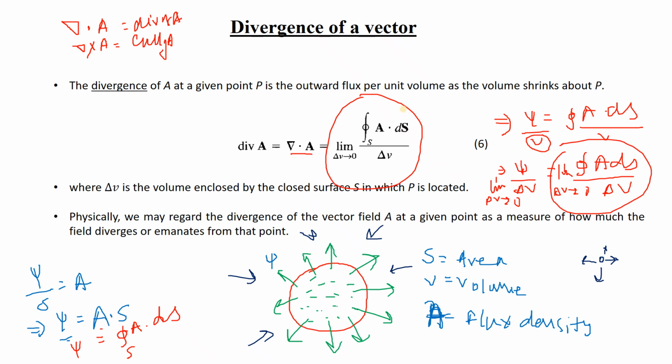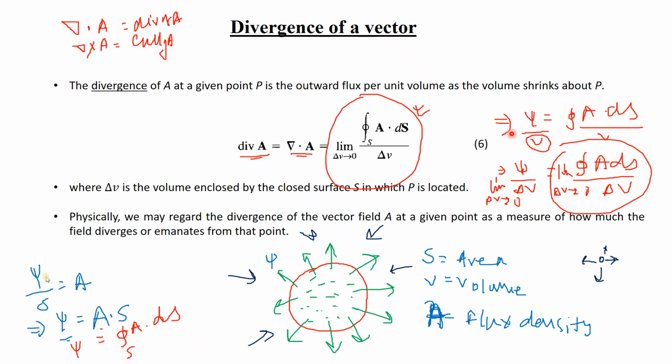See this one, this is equal to this. That means this is the total flux with respect to volume, where volume is shrinking to 0. That is equal to flux per unit volume, and that is called the divergence. It is called the divergence. That means divergence is nothing but, if you imagine a vector A, it is a flux density, and the closed surface integral of the vector will give you flux, that is psi.